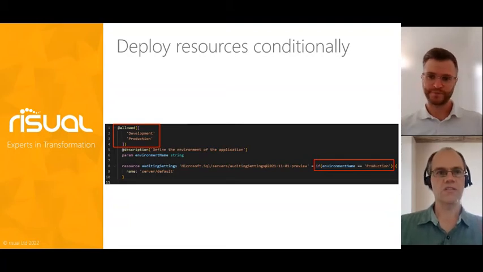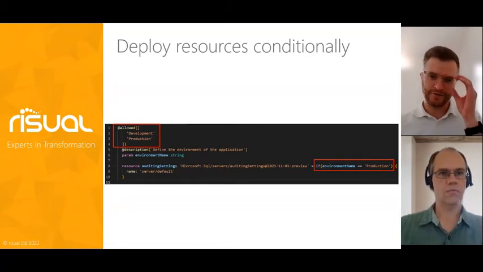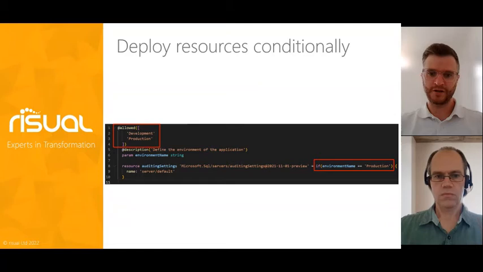Okay, yeah, that makes sense. So is that what that equals syntax means? That means evaluate the parameter and do something if it's a certain value. Yeah, exactly that. So you can see here it says if, and then environment name, which is the parameter, and then we're specifying a double equals sign saying that if environment name equals production, then do the following. So in this case, it would be to deploy auditing settings. Right.